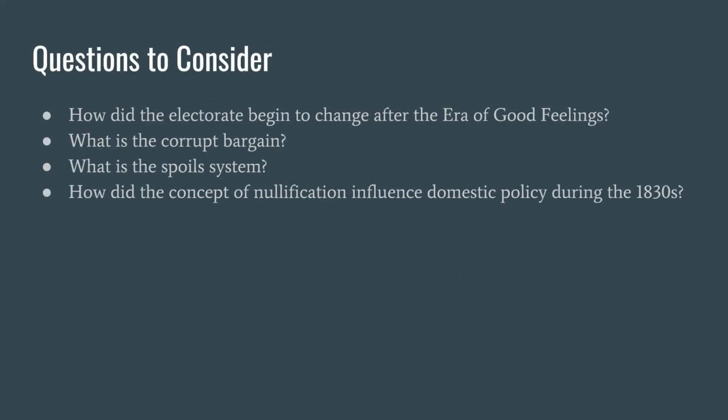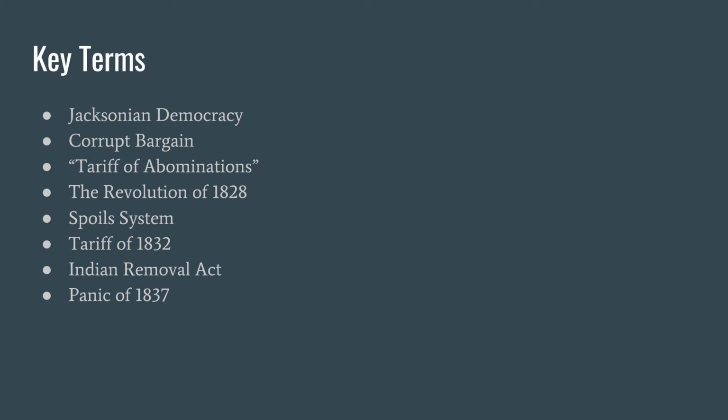So some questions to consider. How did the electorate, or the people who could vote for president, begin to change after the era of good feelings? What is the corrupt bargain? What is the spoils system? And finally, how did the concept of nullification influence domestic policy or policy that we see in the United States during the 1830s? So, some key terms on this slide. Again, keep these in mind as you are watching the video.